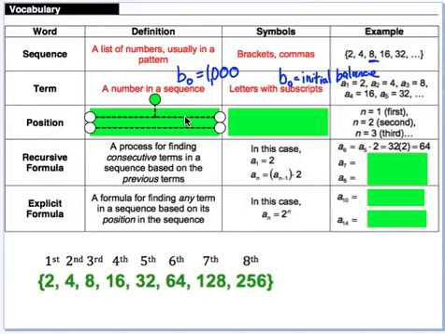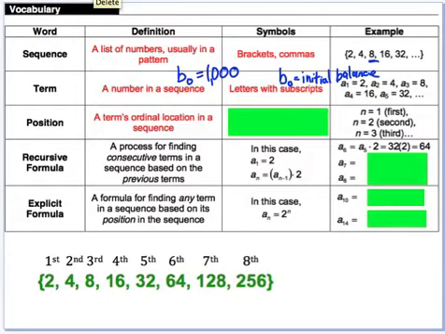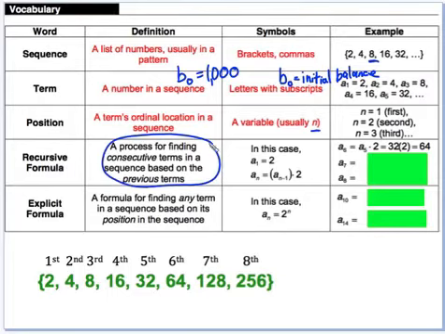All right, so what are we talking about when we get to positions? It is a term's ordinal location in the sequence. So first, second, third, fourth. Okay, that's what we're talking about. In fact, in all of the problems in this unit, the n is going to represent the location of the term: first, second, third, or fourth, and so on. Now, recursion is the process of finding consecutive terms in a sequence based on a previous term.